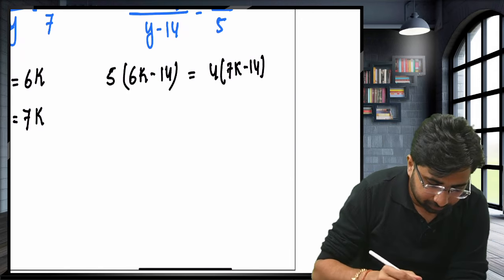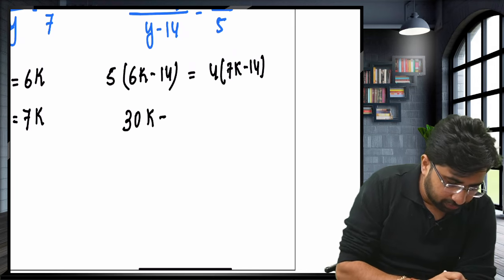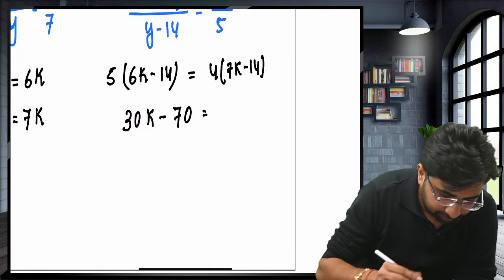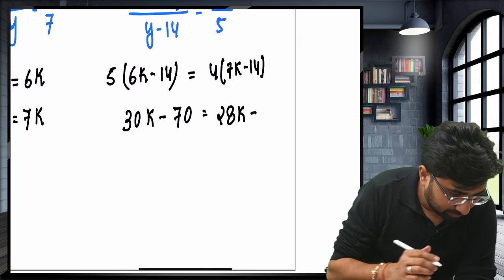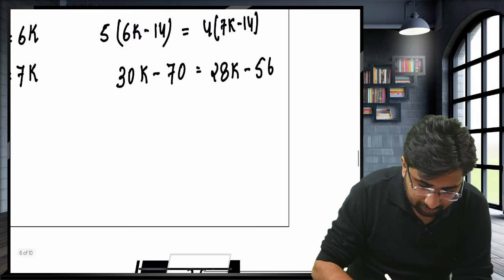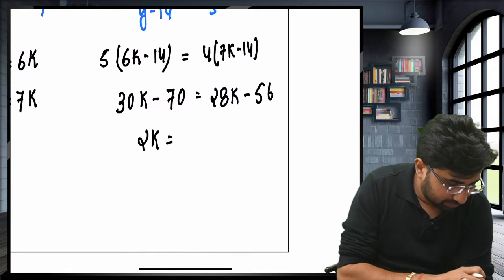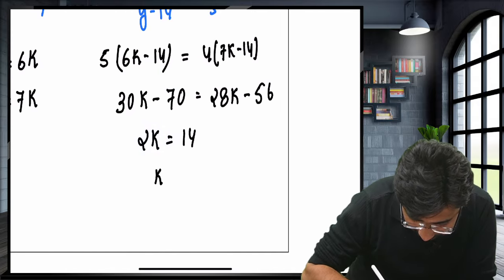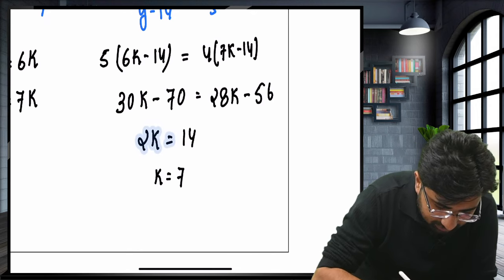5 into 6, 30k. 14 into 5, 70. 7 into 4, 28k. Minus 14 into 4, 56. Now how much will you get? 32k minus 28k gives 2k. 70 minus 56, 14. So the value of k is 7.